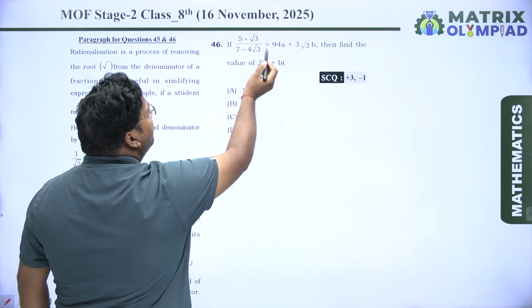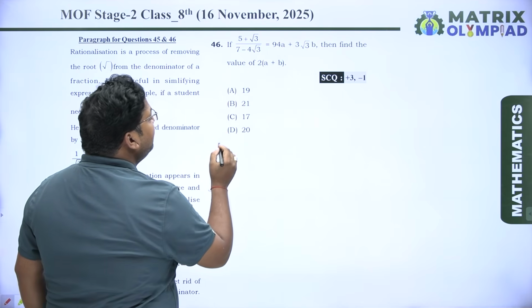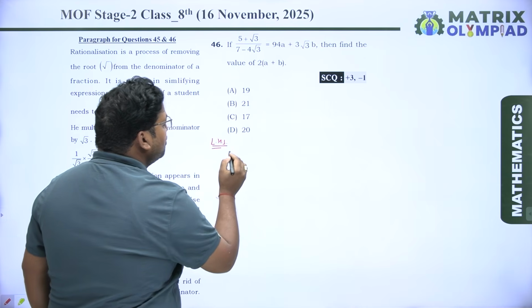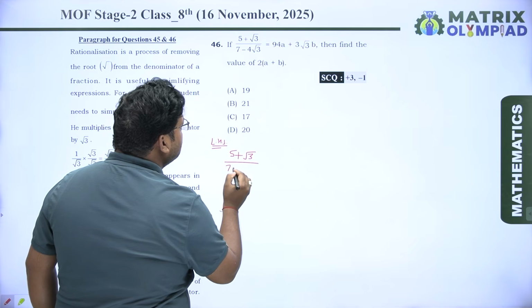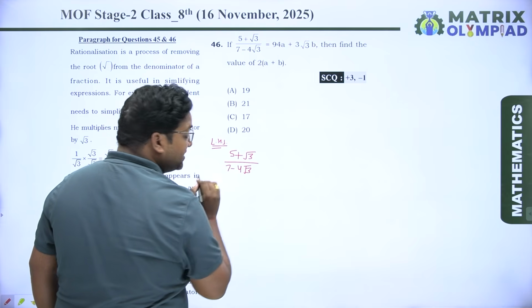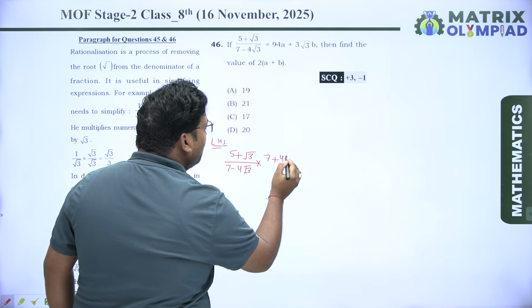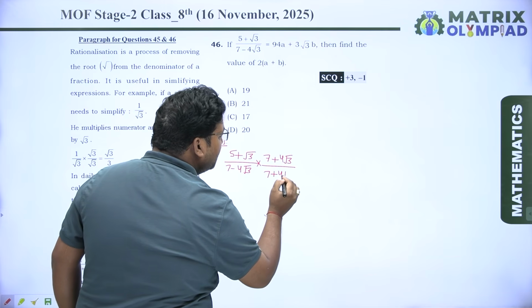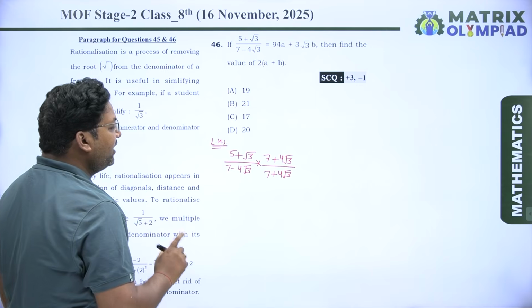So first of all, we have to do rationalization in left hand side. So we will get, let's solve, first of all we have to solve left hand side part. So we will get (5 + √3) upon (7 − 4√3). This is the left hand side. We have to multiply it by conjugate of denominator. So conjugate of denominator is 7 + 4√3. So we have to multiply it by 7 + 4√3 in both numerator and denominator.